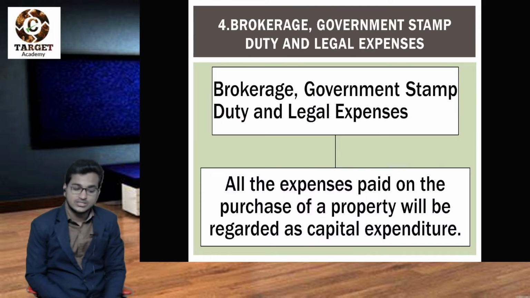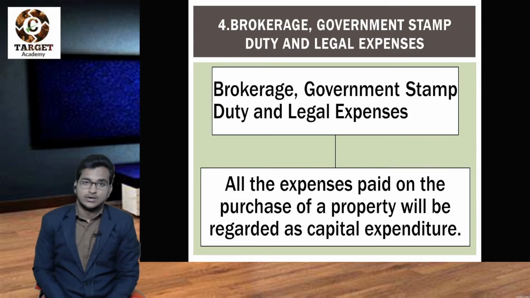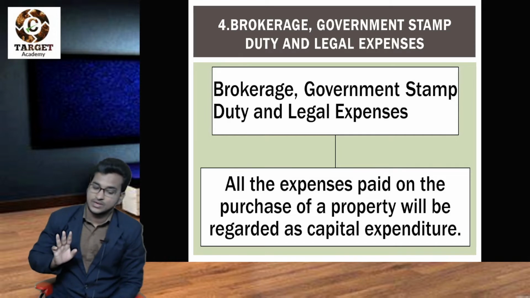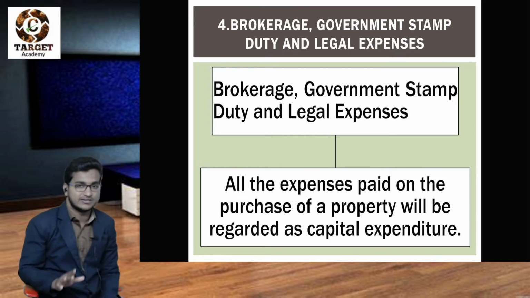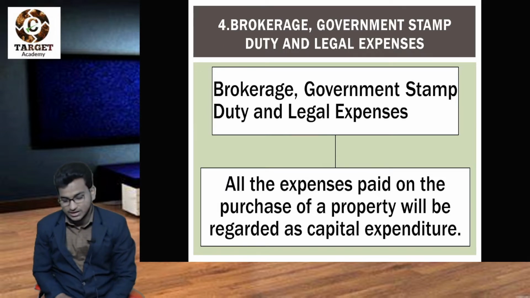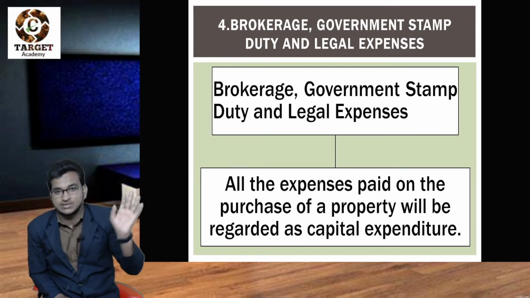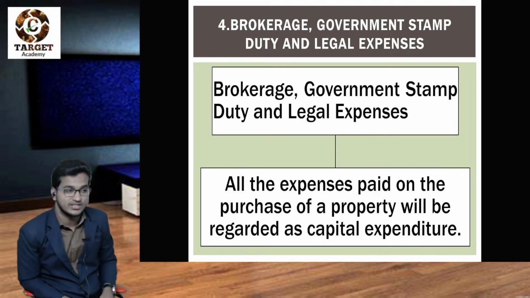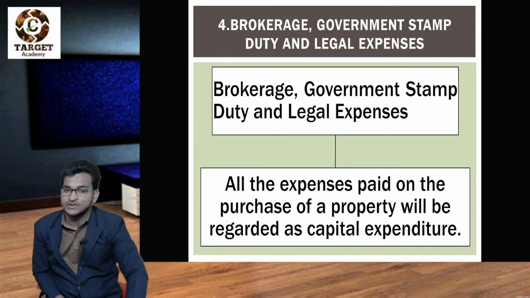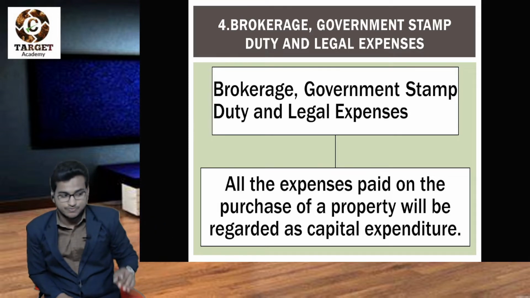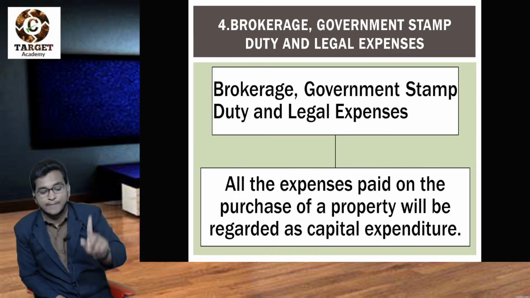Next one, brokerage, government stamp duty, legal expenses. All these are compulsory for registering an asset or transferring an asset. Because these are compulsory for the asset purchase or transfer, that is capital expenditure, because that is not revenue expenditure, that is not a routine transaction. If it is a purchase of an asset or transfer of an asset, the charges are compulsory. You have to incur them for the purpose of that particular transaction, so that is called capital expenditure.